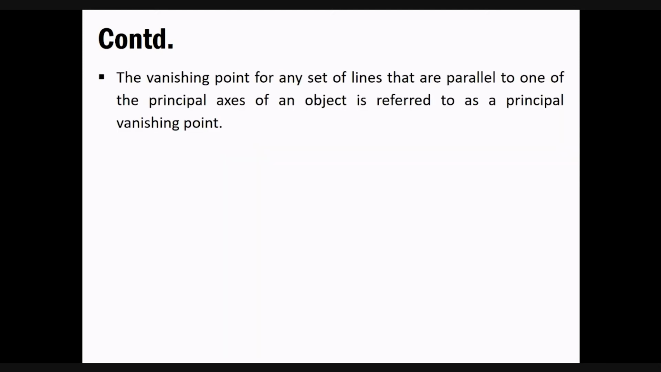The vanishing point for any set of lines that are parallel to one of the principal axes of an object is referred to as the principal vanishing point. What does it say? For any set of lines parallel to one of the principal axes of an object, where x, y, z are our principal axes, if lines are parallel to any of these axes of an object, then it's referred to as a principal vanishing point.